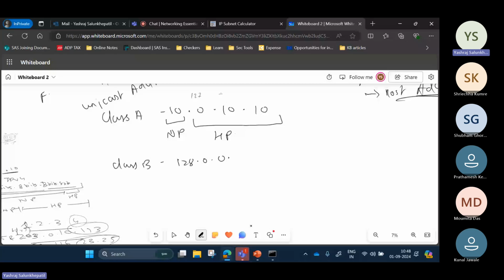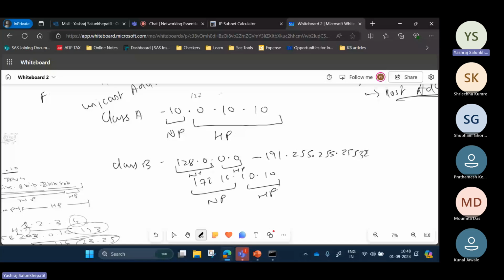128.0.0.0 to 191.255.255.255. Example, if I look at 172.16.10.10, this is the network portion and this is the host portion. So the network portion goes up to here, and the rest is the host portion.